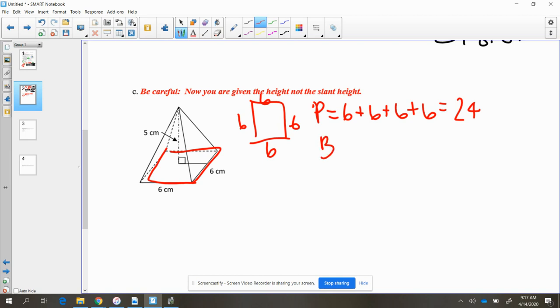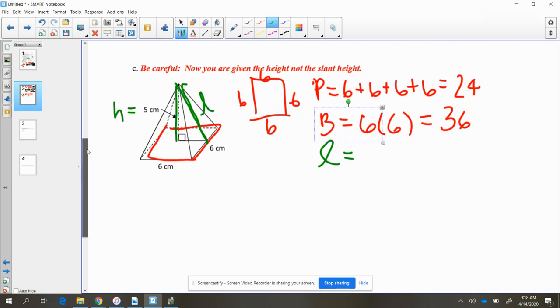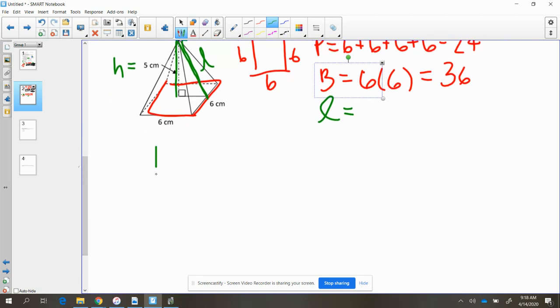The area of the base, length times width here, 6 times 6 is 36. What we have a problem with, though, this time is the slant height, okay? Because when we try to write our slant height this time, we don't have it. What we're being given is the height is 5 from vertex to base. We don't have the slant height.